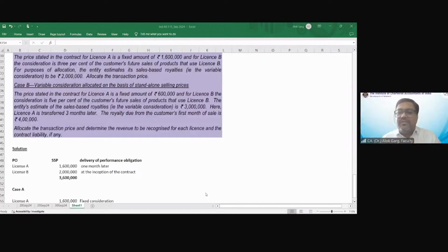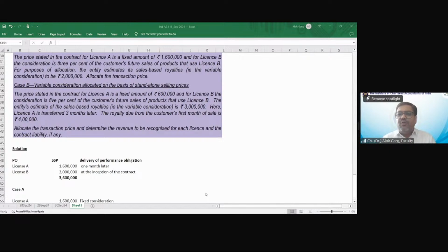And you are selling goods which have multiple performance obligations. What will be your objective? Your objective is to record more revenue in the initial years. Correct? If you want to inflate sales, what will be your objective? You want to record as much revenue as possible in the initial years. That means in the initial performance obligations, you have to allocate more and more transaction price. Correct? Am I right? Or it could be vice versa also.